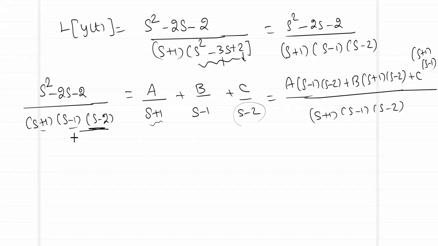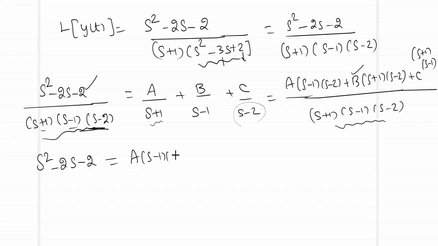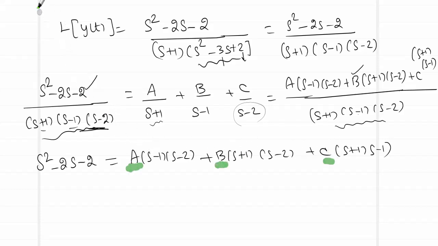Now since the denominator of the first quantity and the denominator of the last quantity are the same, the numerators can be equated. So this gives me s square minus 2s minus 2 equals A times (s minus 1)(s minus 2) plus B times (s plus 1)(s minus 2) plus C times (s plus 1)(s minus 1). Now our objective is to get the constants A, B, C. It is very easy since the factors are going to be simple for us.